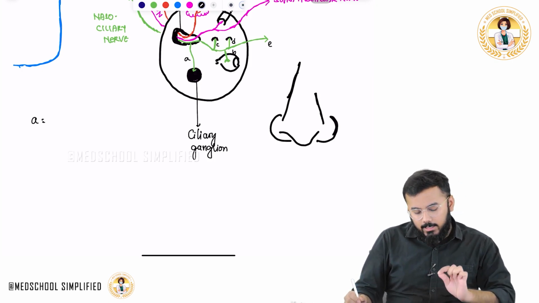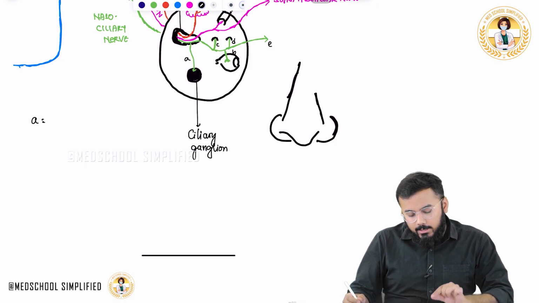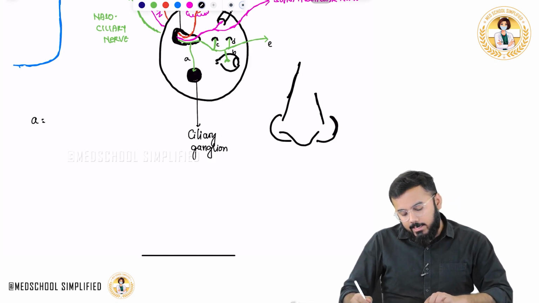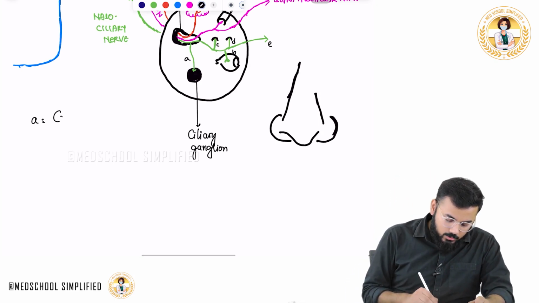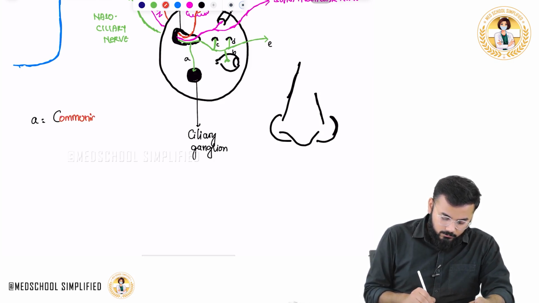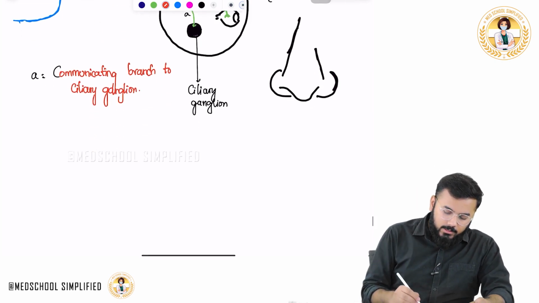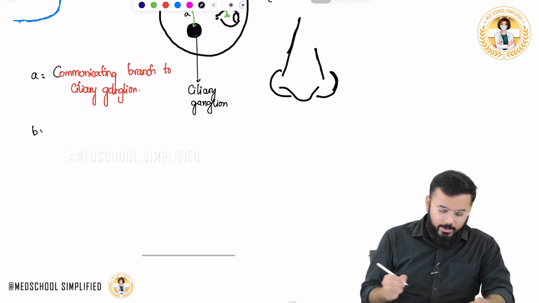A is nothing but the communicating branch. So the nasociliary nerve has given one branch, and that communicating branch is communicating with what? The ciliary ganglion. So it is nothing but the communicating branch to the ciliary ganglion. Now after this communicating branch, the second important branch over here.